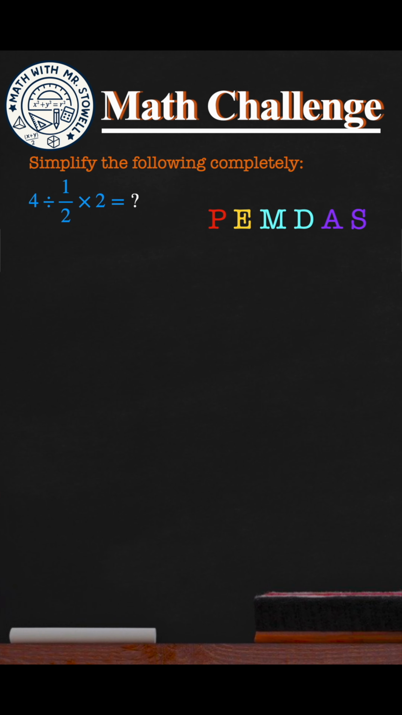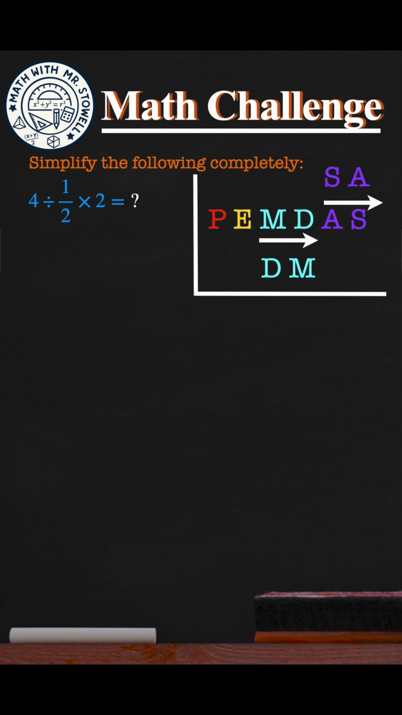P stands for parentheses, E stands for exponents, M stands for multiplication, D stands for division, A stands for addition, and S stands for subtraction. What a lot of people get wrong with this is that they forget that for division and multiplication, it doesn't matter the order as long as you go from left to right. So if division shows up first from left to right, we do that first. If multiplication shows up first from left to right, we do that. And the same is true for addition and subtraction, whichever one comes first from left to right.